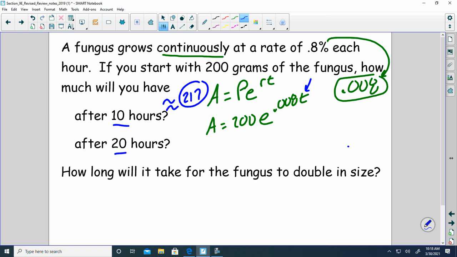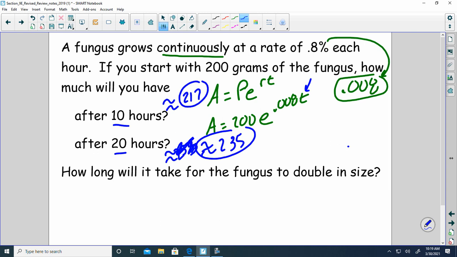Second e to the 0.008 times 20, so 0.008 times 20 is the exponent. This tells us we have about 235 fungus. Does everybody feel comfortable plugging that in? You don't necessarily have to use this calculator, but one of the TI calculators you have works for finding e. If you get stuck on it, let me know. I'm not testing you to know where buttons are on the calculator.